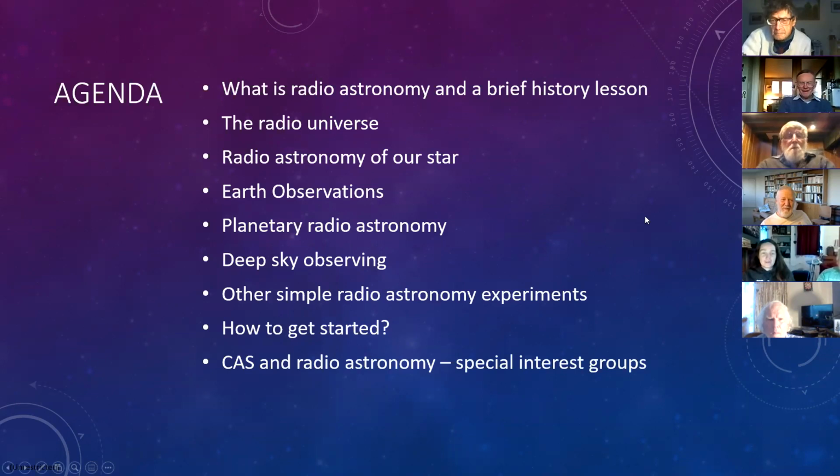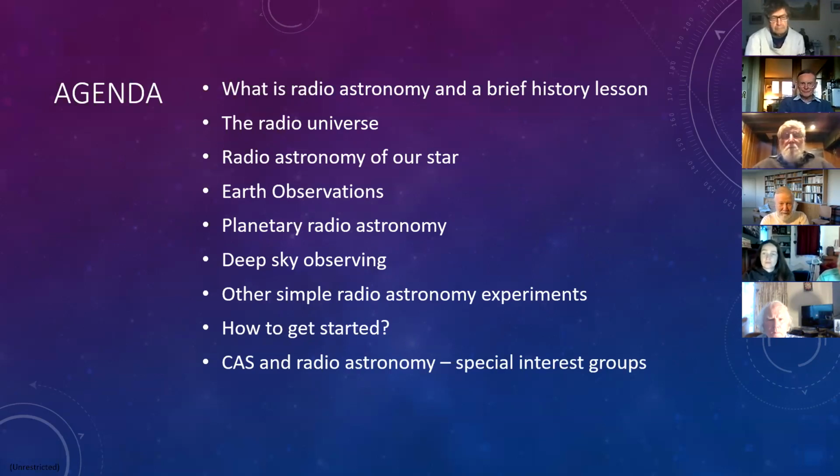Cool. So what we're going to have a look at is what radio astronomy is, and some of the brief history of radio astronomy. We're going to take a look at what our radio universe looks like, and start looking at things we can observe. One of the biggest radio sources lives not quite on our doorstep, but within 8 light minutes of our planet, and that is the sun. So we're going to look at what kind of radio astronomy you can do with the sun.